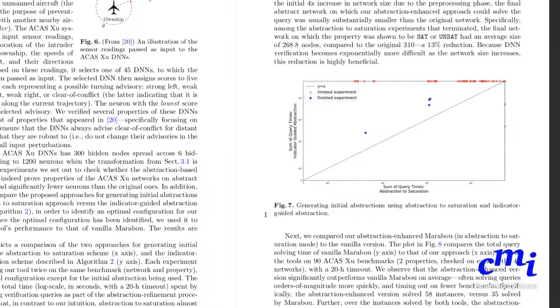And I think that might be one reason why this indicator guided abstraction doesn't seem to work very well. In the cases where indicator guided abstraction will not tell you that the fully saturated one will go through, you'll have to refine until the original network anyway. So the indicator doesn't really give you too much.